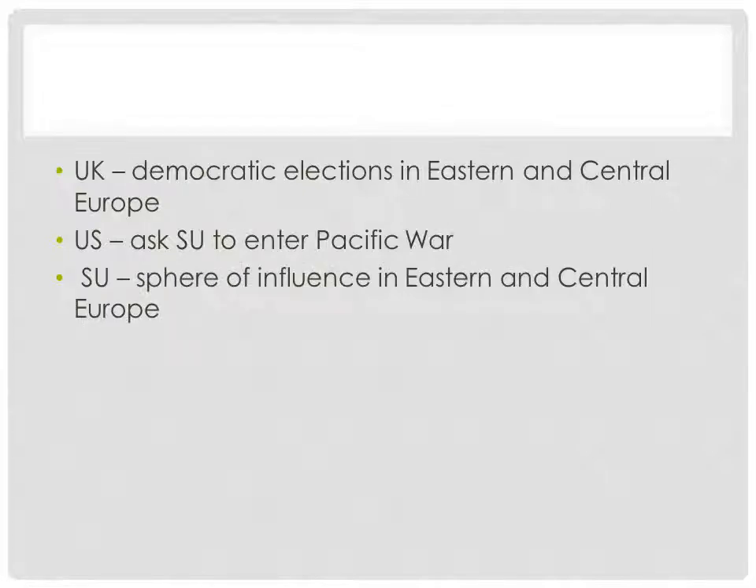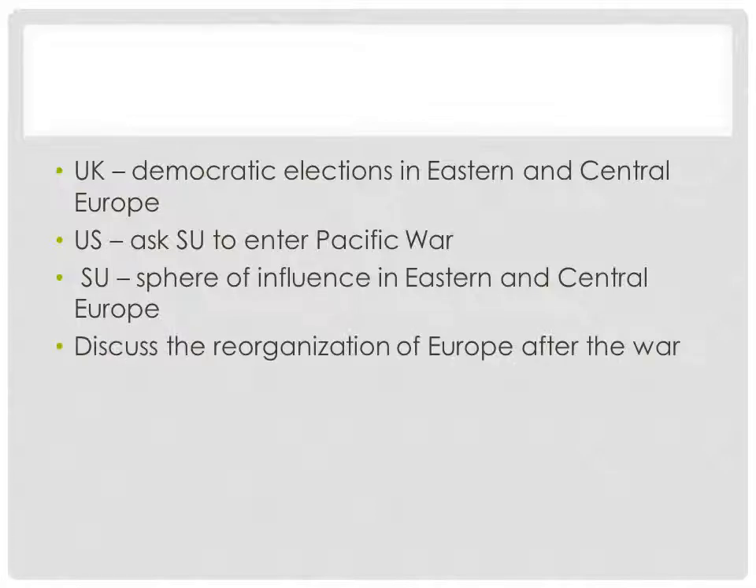The Soviet Union is asking for and wanting a sphere of influence in Eastern and Central Europe. This was essentially about creating buffer states so that the situation that occurred in World War II, with direct invasion into Russian lands, would not happen again. And as stated before, they're discussing the reorganization of Europe. And politically, that is the type of government, as well as politically in terms of redrawing borders that may need to be redrawn.